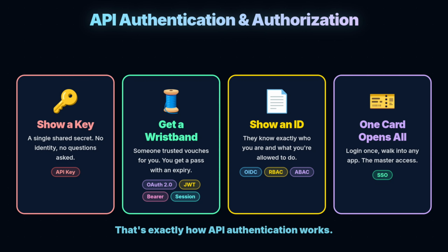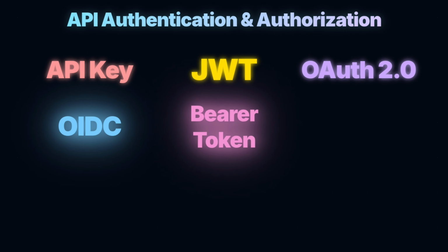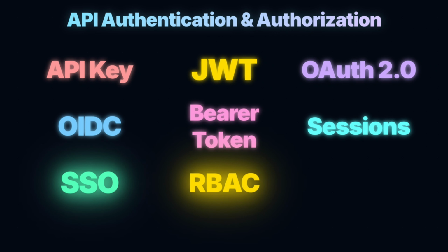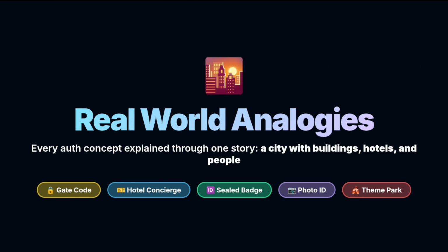But when you look at the technical side, API key, JWT, OAuth, OIDC, bearer token, session, SSO, RBAC, ABAC, it seems like learning 10 different systems just to secure one API. Sounds complicated, right? In this video, I'll break down all the major modern authentication concepts using simple real-life analogies so that even if you're a beginner, you will understand them easily.